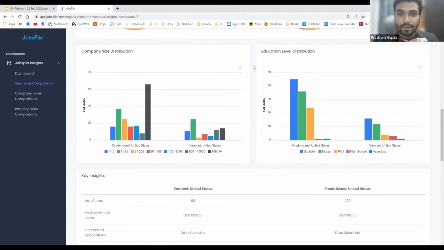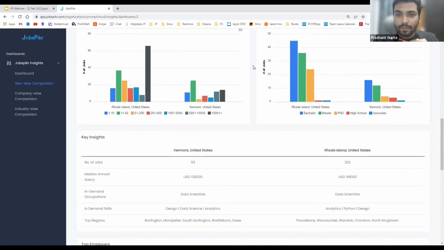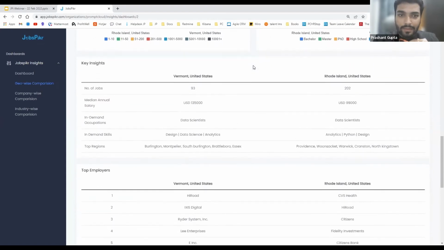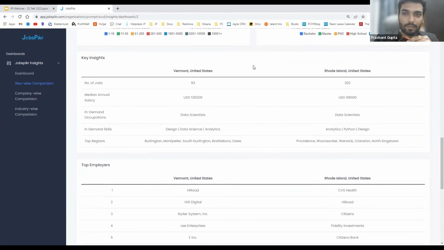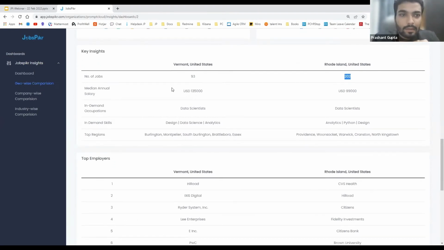Then if we look at the key insights from the data which we have for the past 6 months, overall there are more jobs in Rhode Island and fewer in Vermont. So it will be easier for our organization to have a look at. Now we'll have a look at the salary compensation data. Salary is fairly higher in Vermont as compared to Rhode Island.